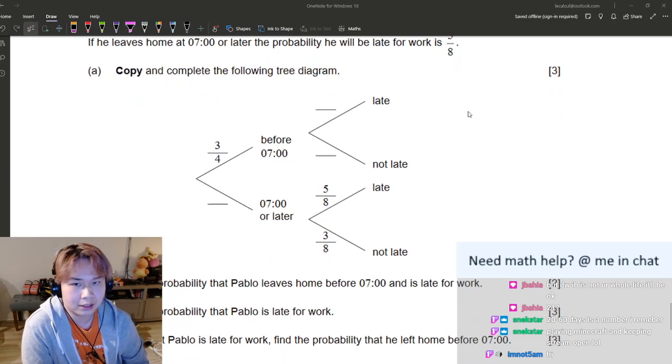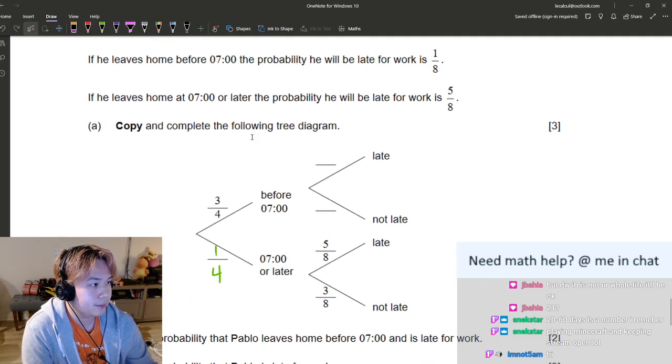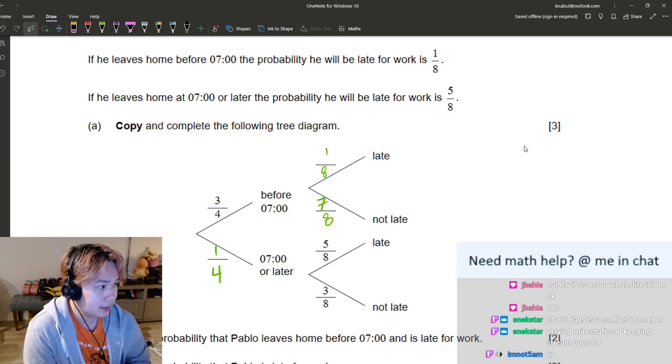So this is pretty straightforward. If it's 3/4 chance that he'll leave before 7, then that means that it's 1/4 chance that he'll leave after. This part is already filled out for you, and then we need to fill out these two. So it says here, if he leaves home before 7, then the probability that he's late is 1 out of 8, which means that the probability that he's not late is 7 out of 8.